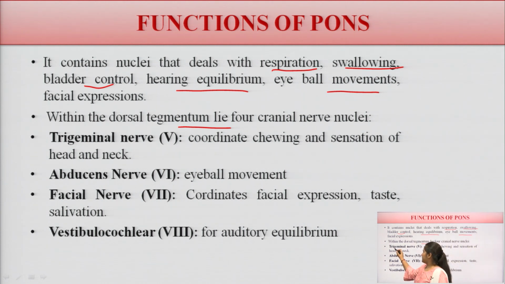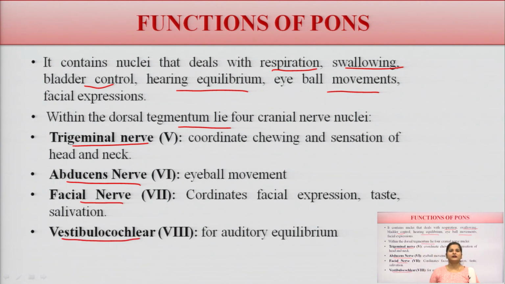These are the trigeminal nerve, abducens nerve, facial nerve and vestibular nerve. So, these are the 4 cranial nerve nuclei. The trigeminal nerve is the fifth of the cranial nerves. It coordinates chewing and sensation of the movement of the head or neck.